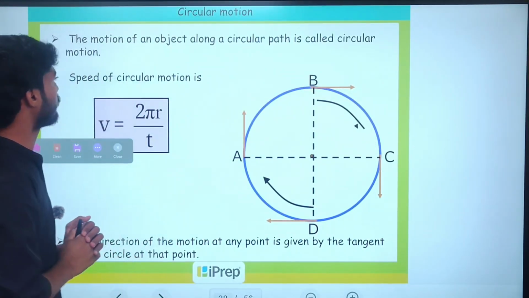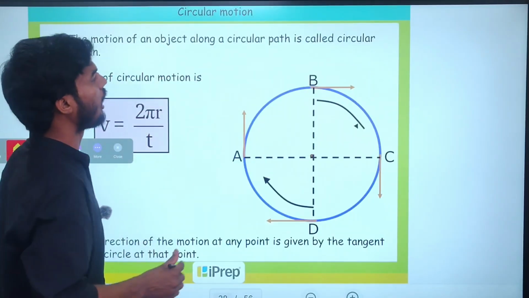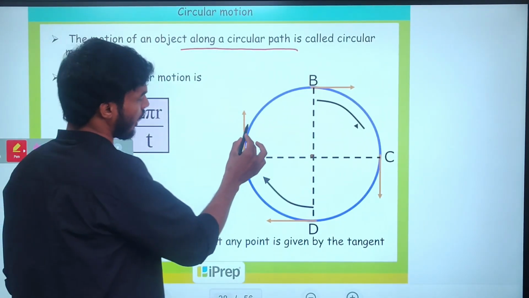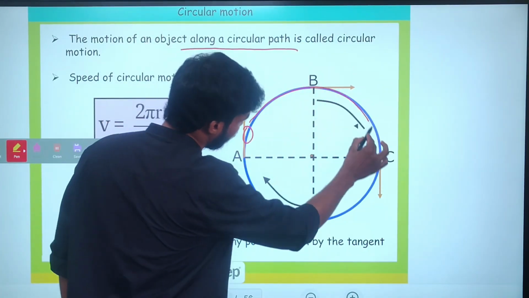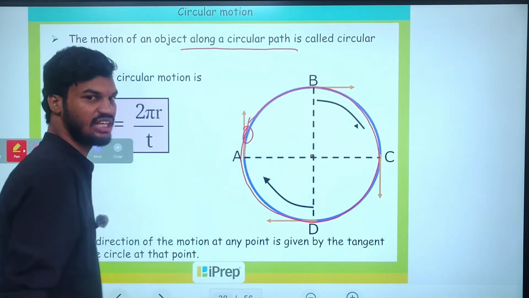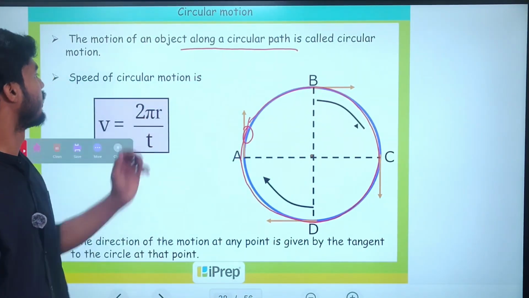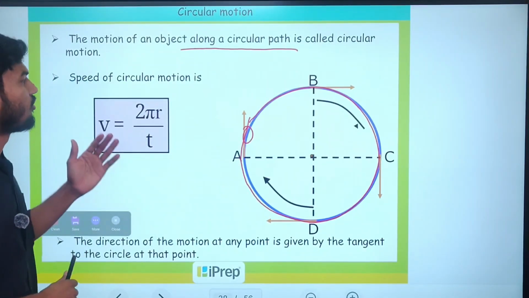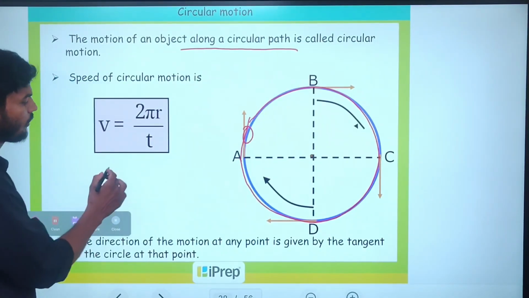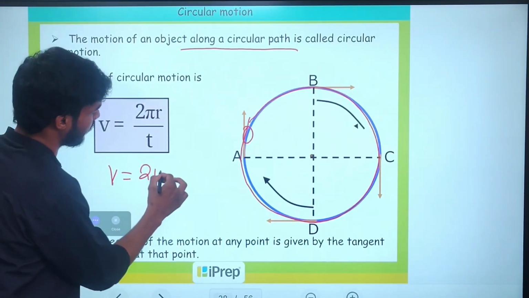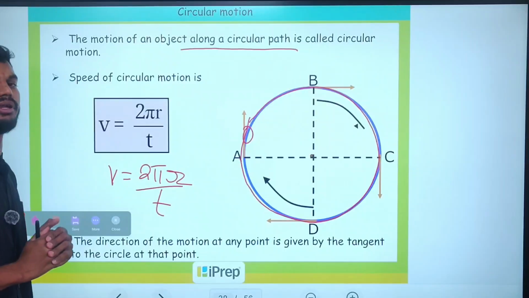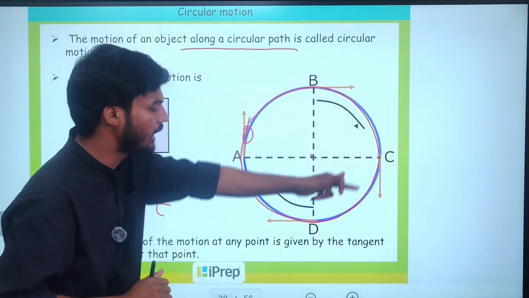Circular motion is the motion of an object along a circular path. If an object is moving in a circular path, it is known as circular motion. If you want to calculate the speed, then you have to take v is equal to 2 pi r by t. From this we can calculate the speed of the body in circular motion.